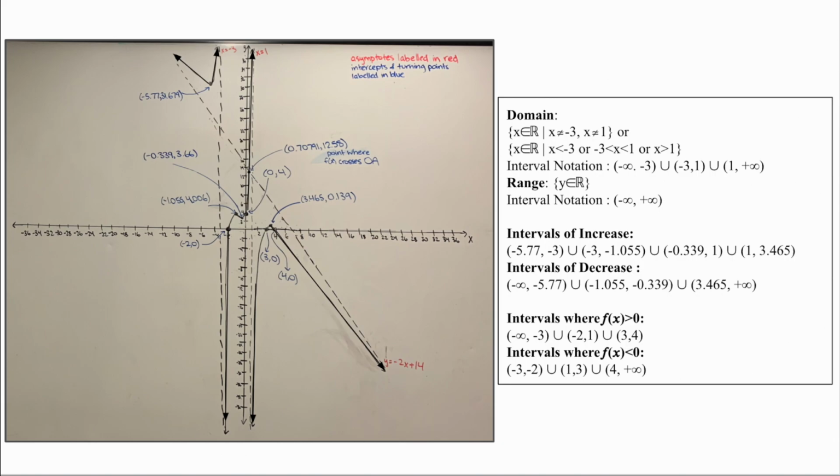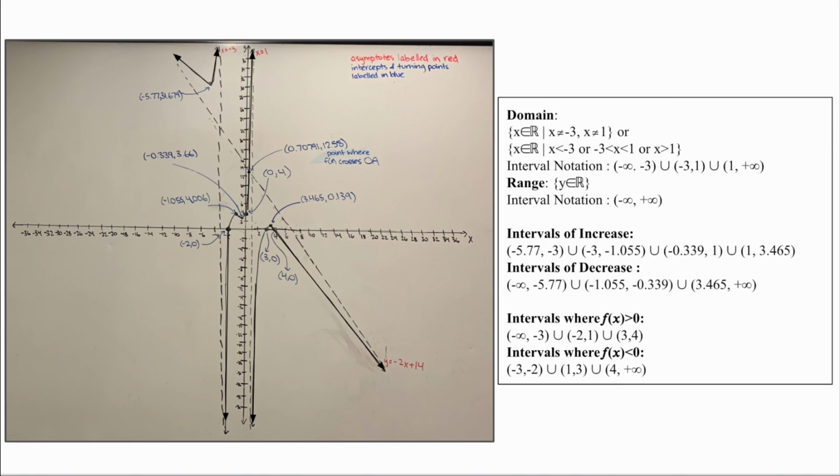Looking at the graph with all key points and asymptotes labeled, we can see that due to the 2 vertical asymptotes, the domain of the function is x is an element of all real numbers but cannot be equal to -3 or 1. Because of the slant asymptote, there are no restrictions on the range. It is an element of all real numbers.